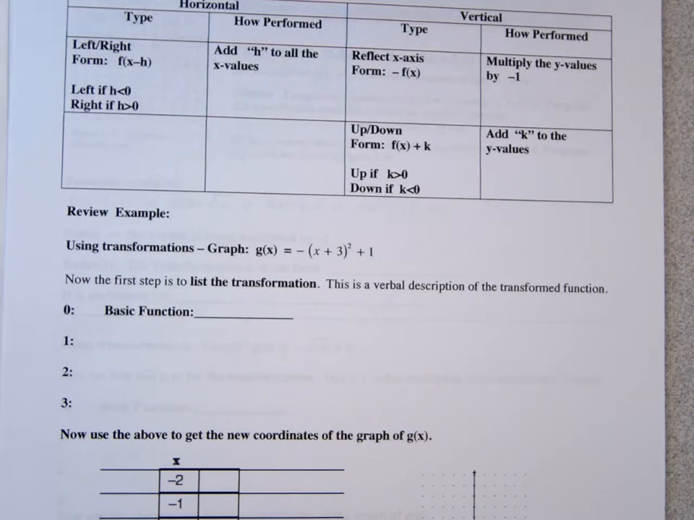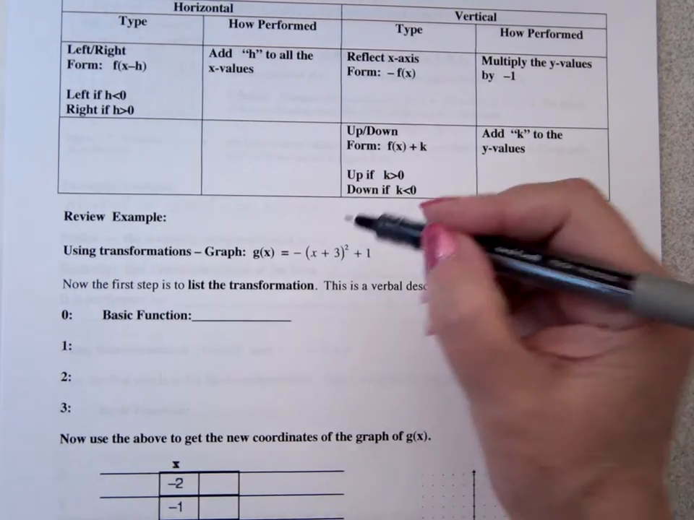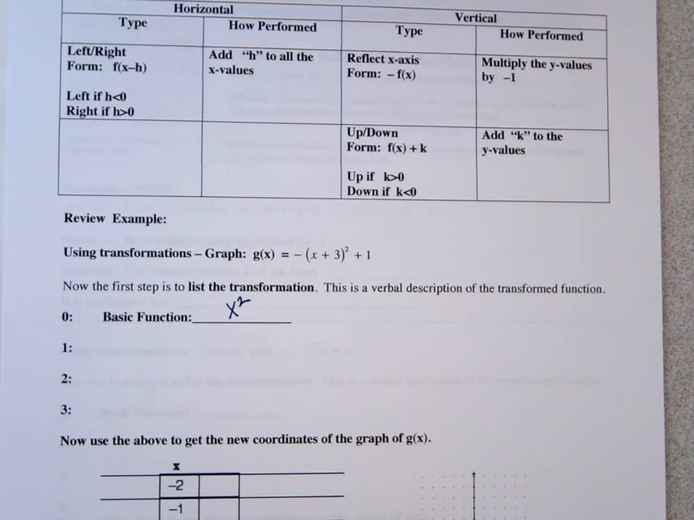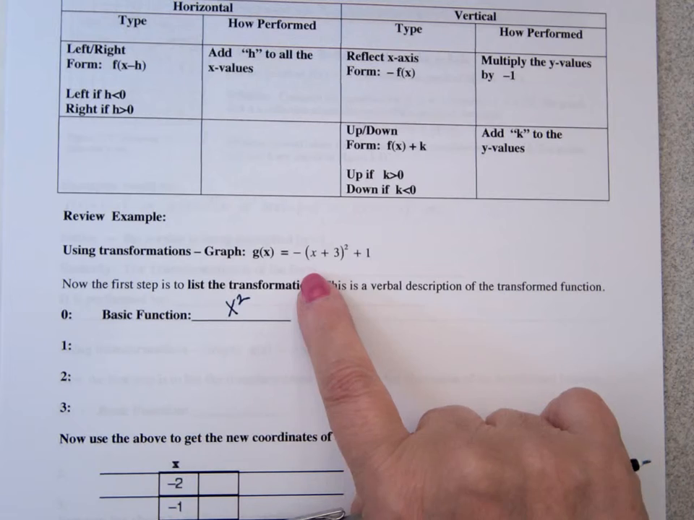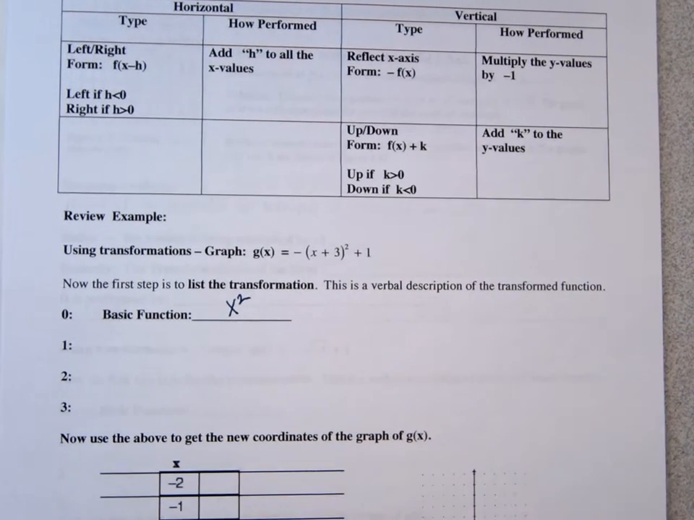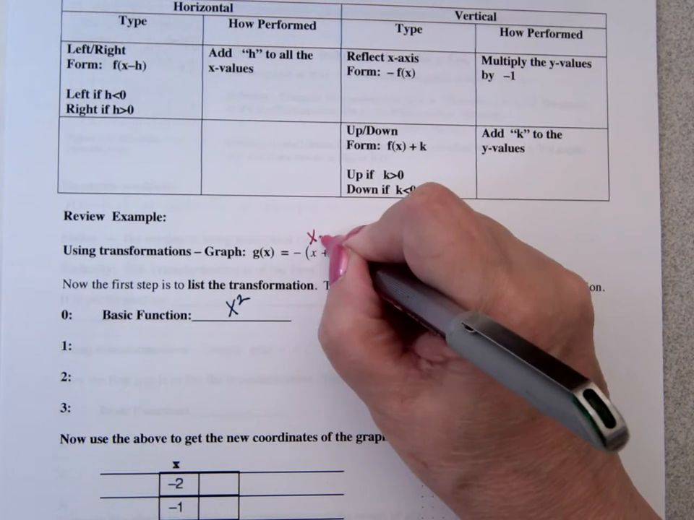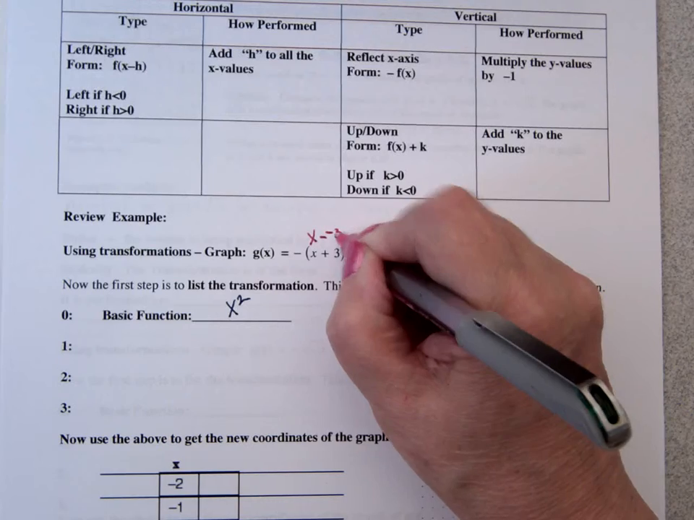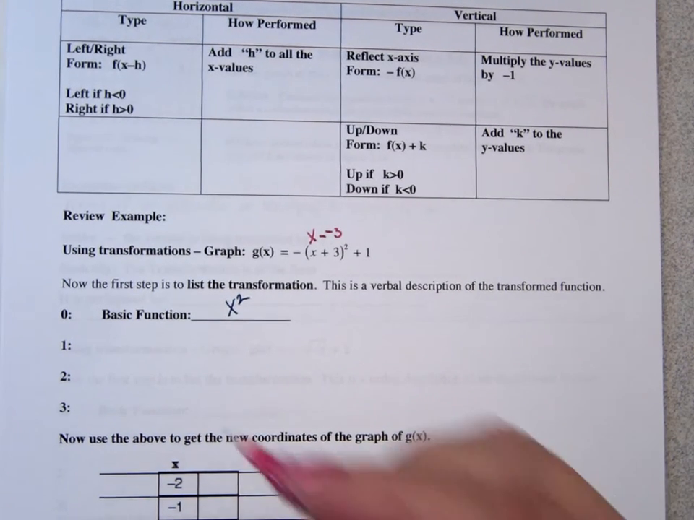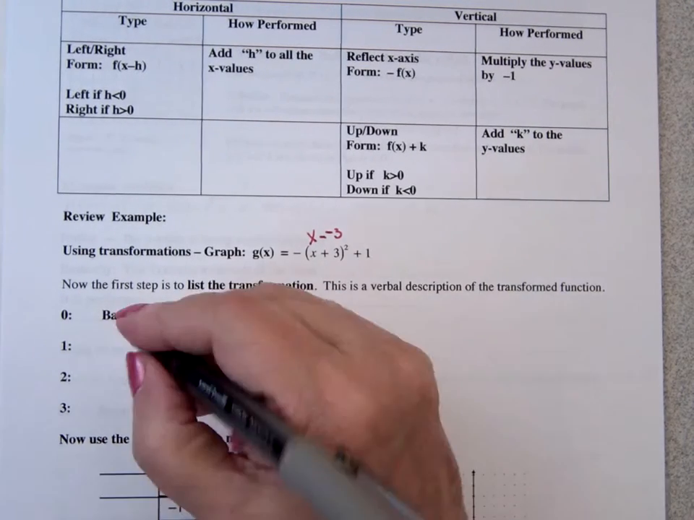And the first thing I look at is what's the basic function in this instance? X squared. So x squared is your basic function, because it's quantity squared, that's your basic. And then if I look at the inside, this is x plus 3. That makes it x minus a minus 3. So that says that h is negative 3. So we know that it is what? Left 3 units.